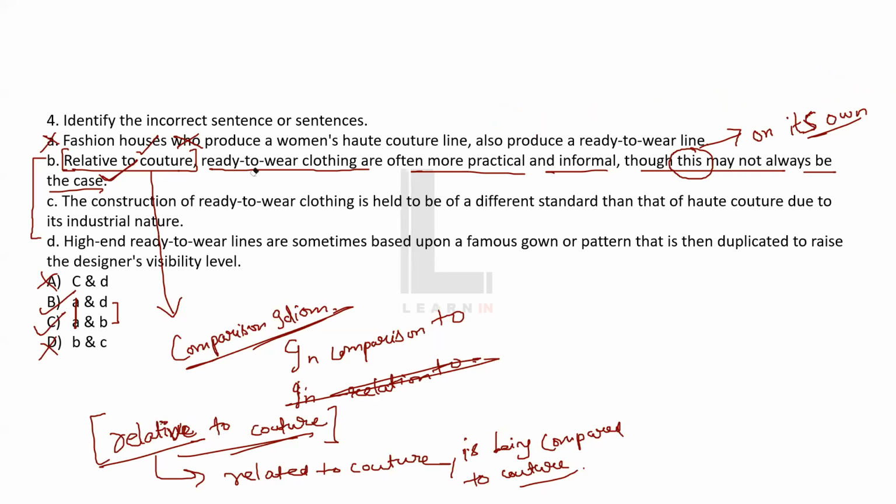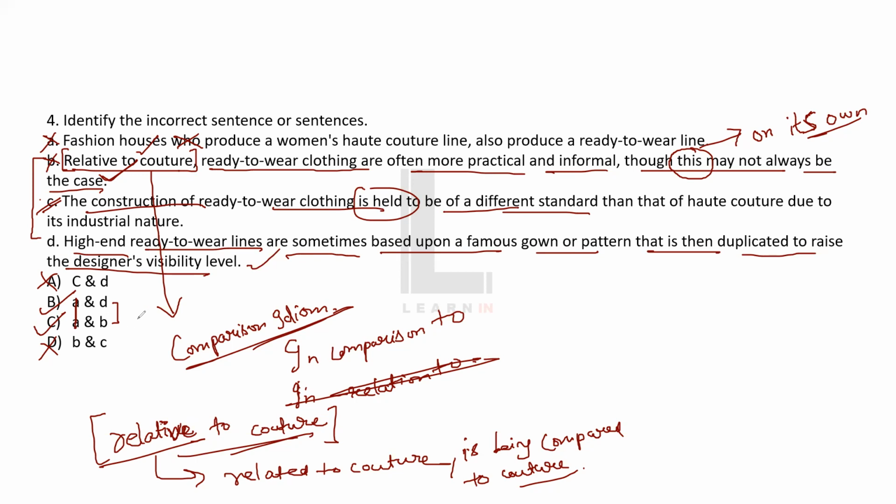Okay, so relative to couture produces an ambiguity in meaning and hence is wrong. The construction of ready-to-wear clothing is held to be of different standard. We do not need to check C, it is already checked. High-end ready-to-wear lines are sometimes based upon a famous gown or pattern that is then duplicated to raise the designer's visibility level. This is all right. So on the basis of this, B is correct, hence not the answer, and C is the answer.